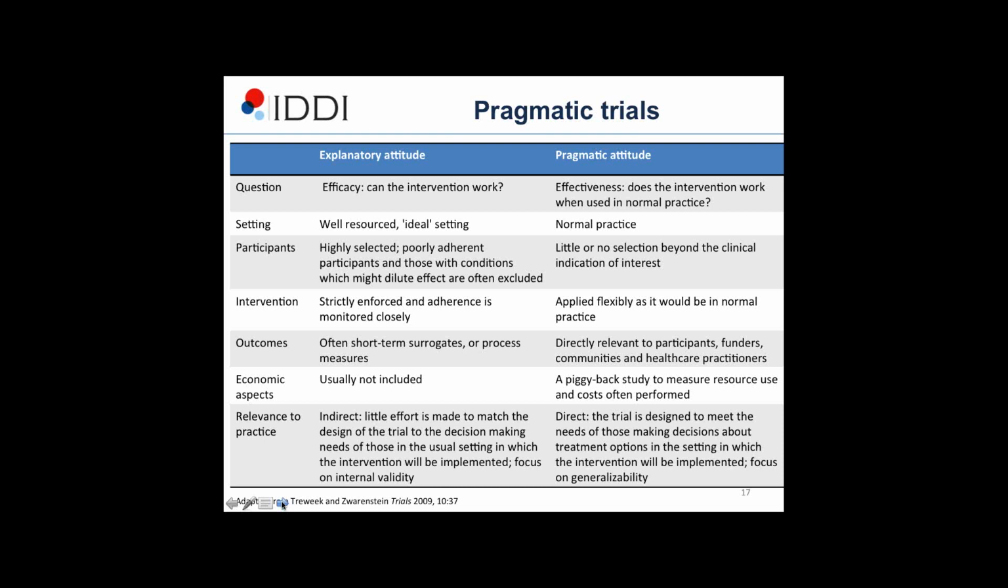And this table compares pragmatic and explanatory attitudes according to different dimensions. So pragmatism is associated with answering the "does it work?" question with little selection criteria beyond those applied in practice, with intervention and comparators applied flexibly, and a range of outcomes assessed, including resource use and cost.